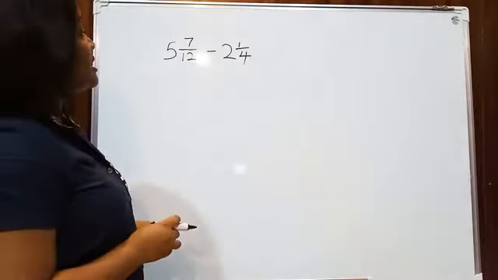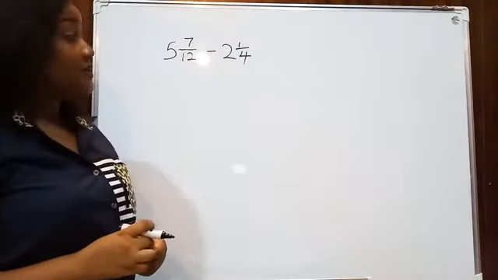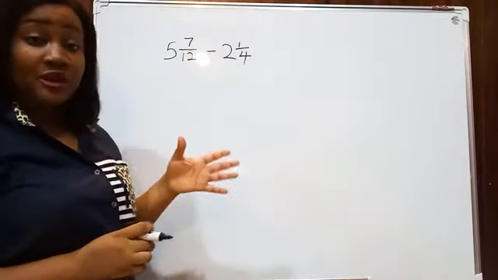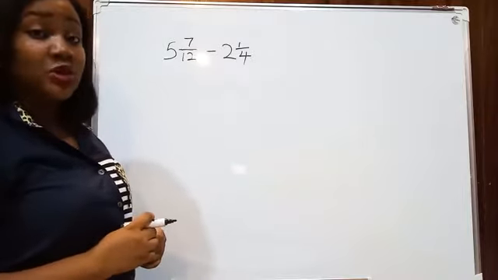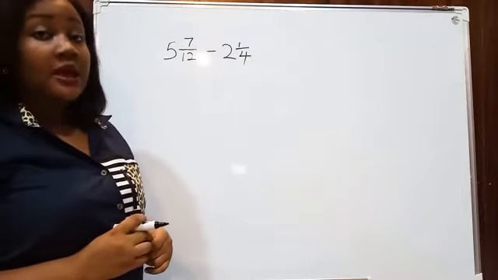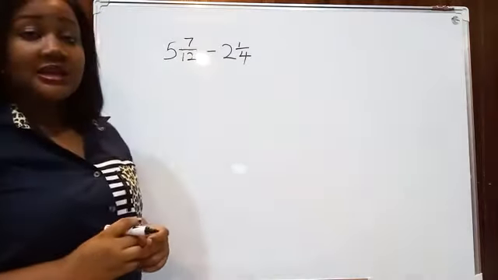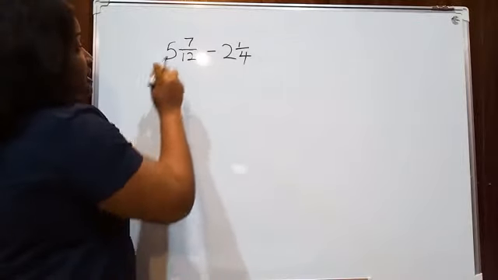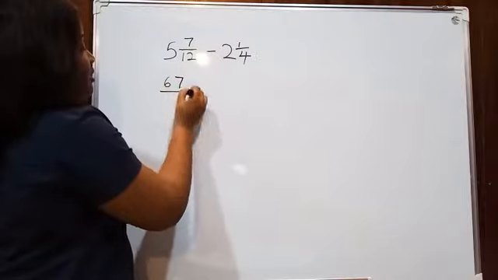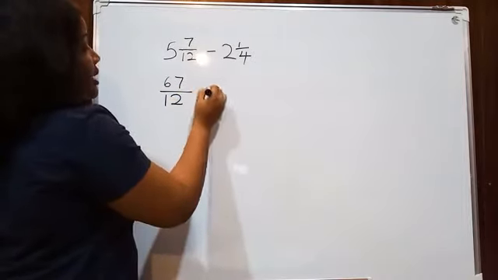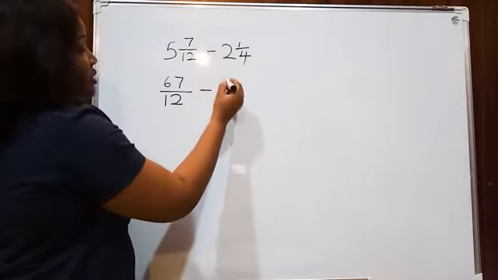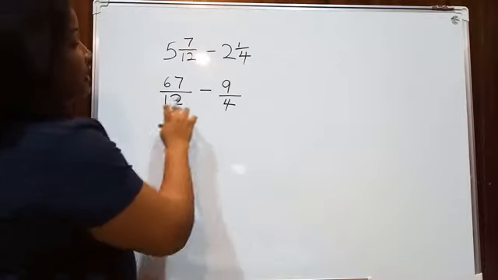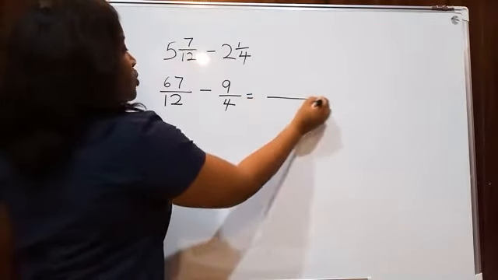Given a question like this, where there are mixed fractions, there are two ways of solving it. You can solve it maintaining the mixed fraction and the whole numbers, or you can convert them to improper fractions. So let's convert to improper fractions and see how it works. This one: 12 times 5 is 60, 60 plus 7 gives 67 over 12, minus 2 times 4 is 8, 8 plus 1, 9 over 4. Now, what's the LCM of 12 and 4? It gives us 12.